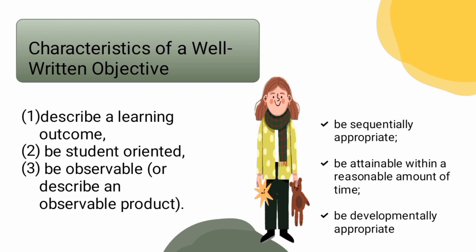And before going on, let's tackle first what are the characteristics of a well-written objective. First, it describes a learning outcome. Second, it is student-oriented. And third, it is observable or it describes an observable product. That means a well-written objective is sequentially appropriate. It is attainable with a reasonable amount of time and it is developmentally appropriate.